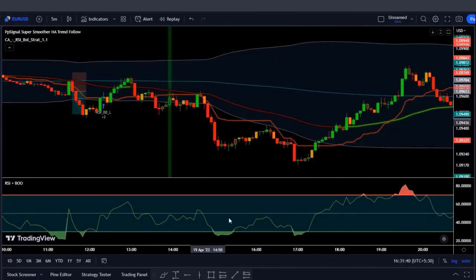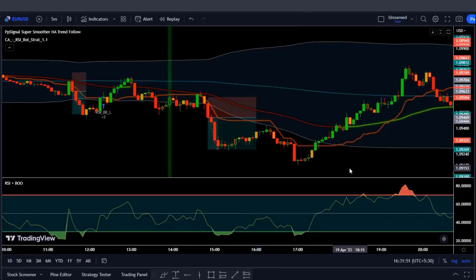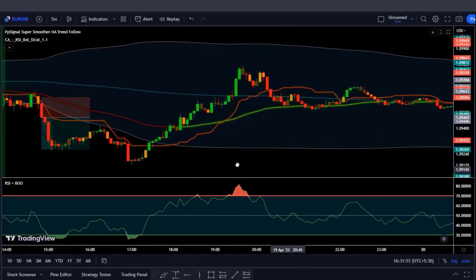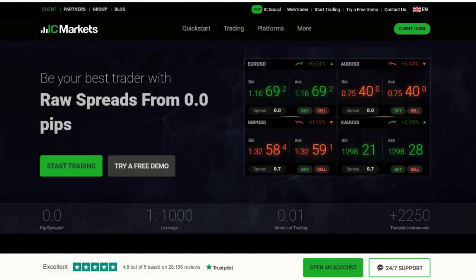And one very important thing is when you use this indicator on a 1-minute or 5-minute time frame, your stop loss will be very small. So it may be that the broker you use provides you very high spread, due to which your chances of hitting the stop loss will be high. So I would suggest you use IC Markets, which will provide you zero spread and you will be able to execute pinpoint trades in the market.